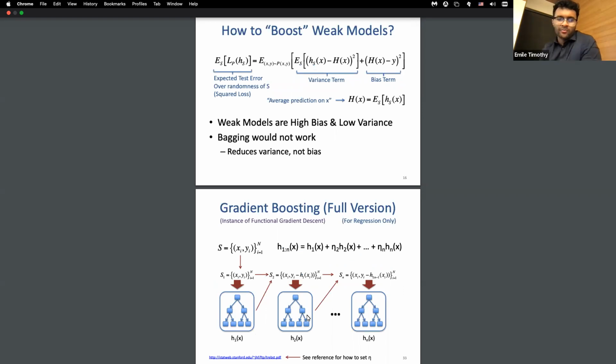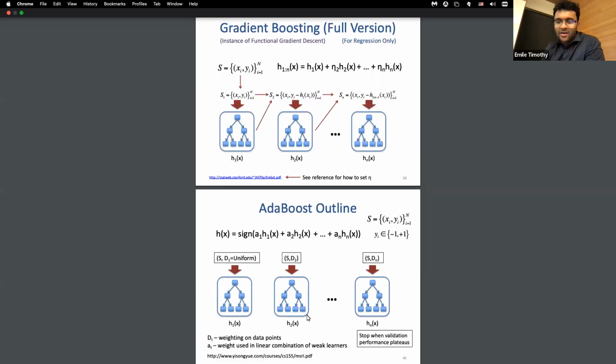But what we can do is gradient boosting, which is an instance of functional gradient descent for the regression case. And here the idea is that you come up with a set of functions, h1 to hn, and then you perform the series of operations here, which we also spoke about a lot in lecture. And we spoke about AdaBoost as well, which is kind of the same idea, except now you're also going to additionally weight this based on your data points. And you have this notion of weak learners, which you can strengthen by coming up with h of x that depends on h1 to hn, where h1 to hn are your weak learners. And then you keep boosting until your validation performance plateaus.